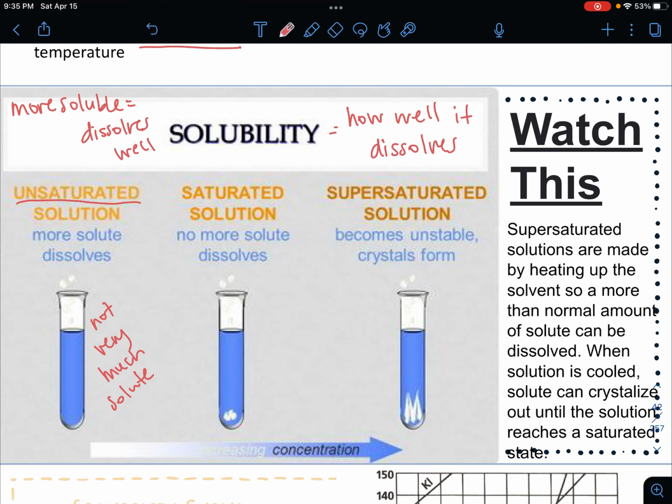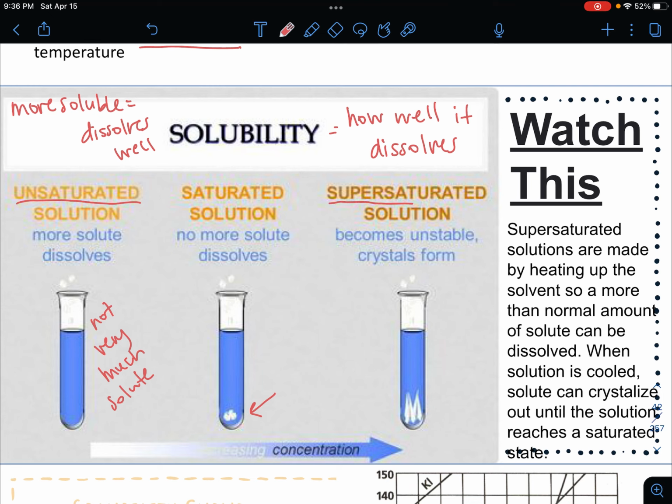A saturated solution is where we have this accumulation of the solute at the bottom. If you've ever noticed, when you're adding sugar to water, at some point it gets where no more will dissolve. That's because it's reached that saturated point where the water just can't hold any more dissolved compounds.